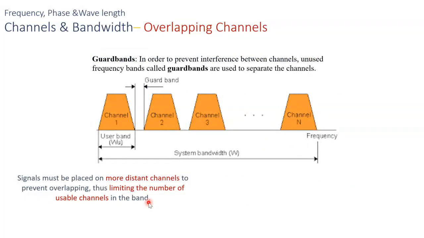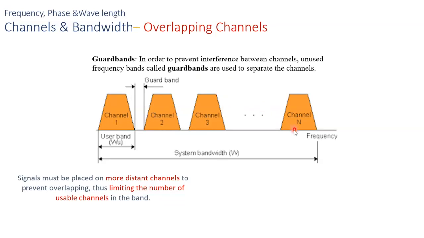Here comes the role of the guard band. What is the guard band? In order to prevent interference between channels, unused frequency bands called guard bands are used to separate the channels. So what is the role of the guard band? It is to separate the channels, to avoid interference. So this is the guard band between channel 1 and channel 2, between channel 2 and channel 3. There is also a guard band between channel 3 and channel M. The advantage is that it prevents interference between channels.